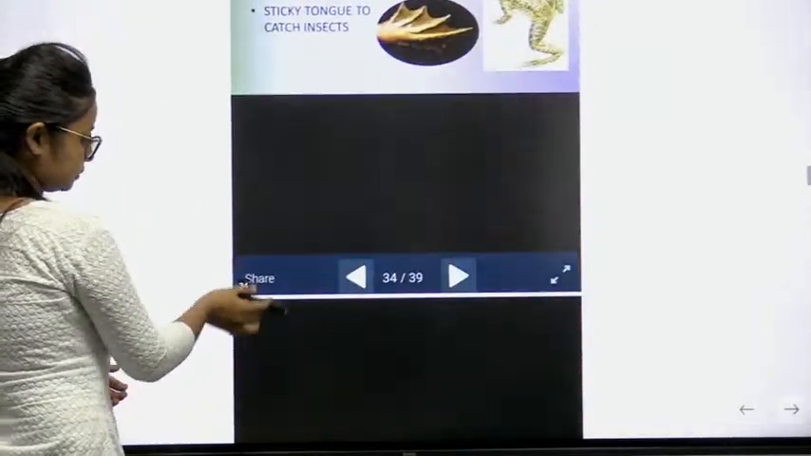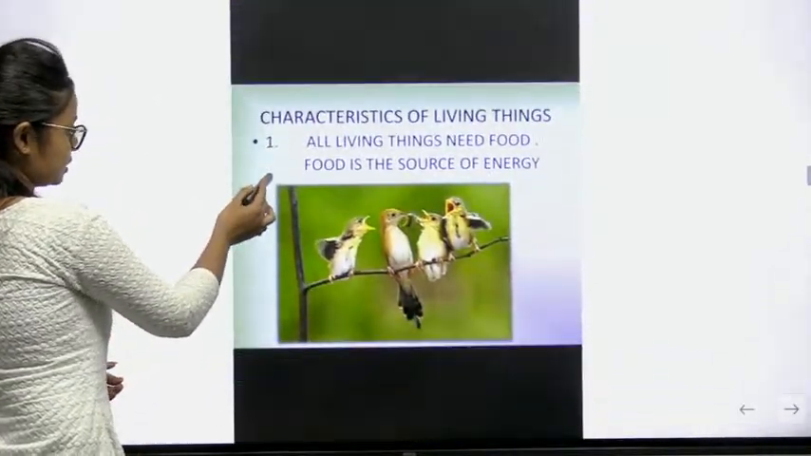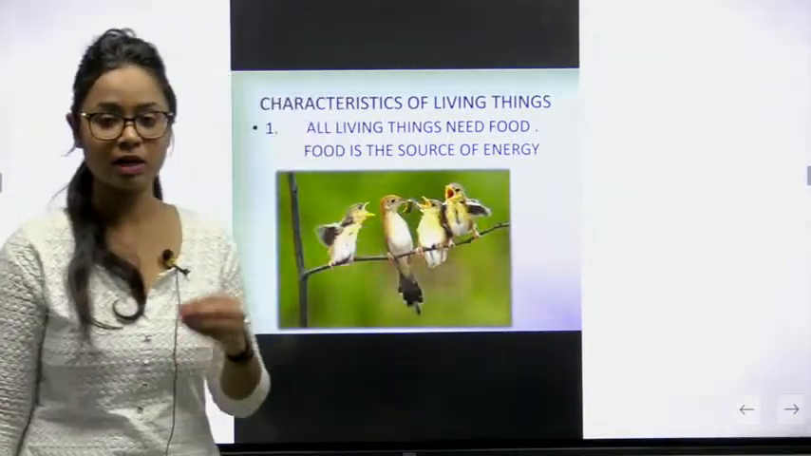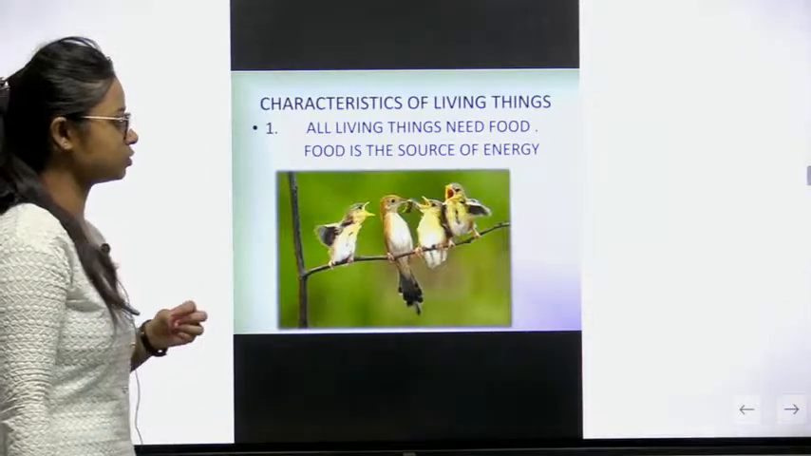Next is characteristics. Now what are the characteristics of living organisms? All living organisms need food as a source of energy.